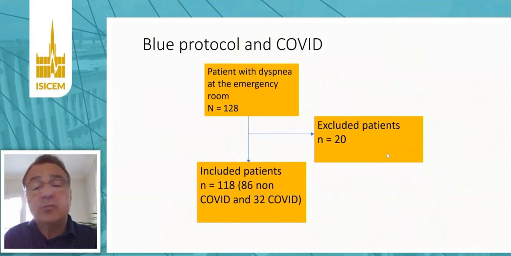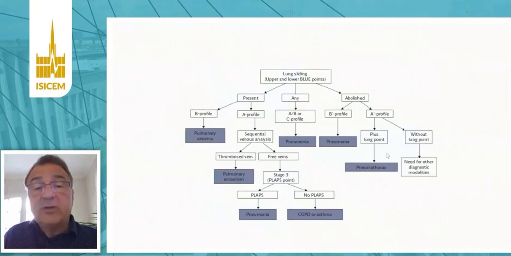But the problem is that we faced the COVID-19 epidemic, and we would like to verify that we may still use the Blue Protocol in patients with dyspnea in the emergency room during this period with COVID-19 patients. We included in this study 118 patients, 86 non-COVID and 32 COVID patients, and we analyzed the accuracy of the Blue Protocol. Of course, we used the original Blue Protocol for that.